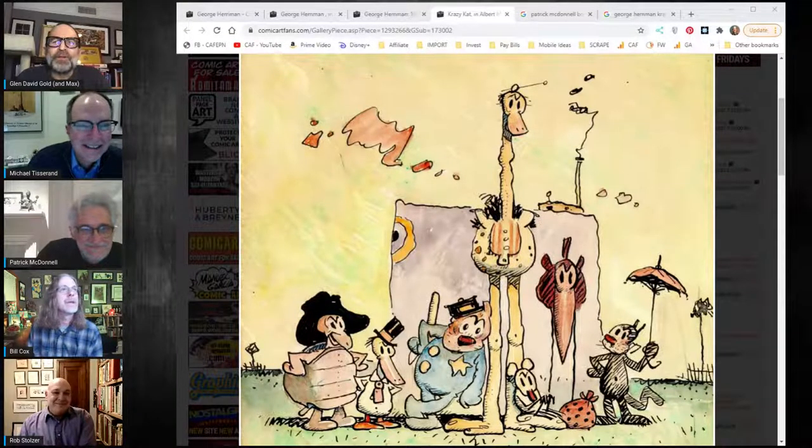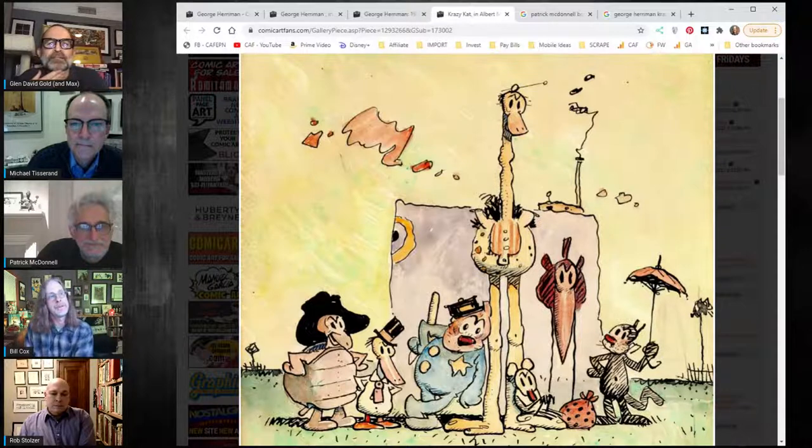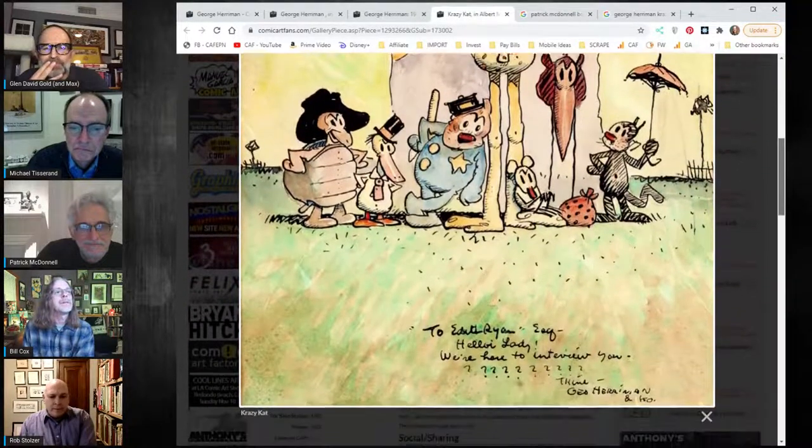What are we looking at here? This is a piece on Comic Art Fans, actually. I pulled up a couple examples that were unlike what we had selected. This was a color piece, and I just looked at it because it reminded me, you were mentioning the clouds and how he drew smoke, and I thought this was an interesting piece. Would this be around 1918 or 1919?